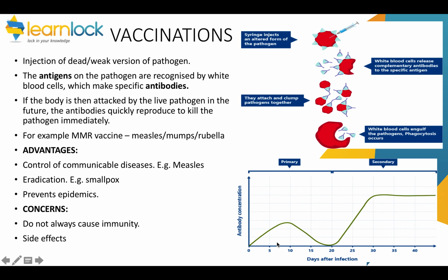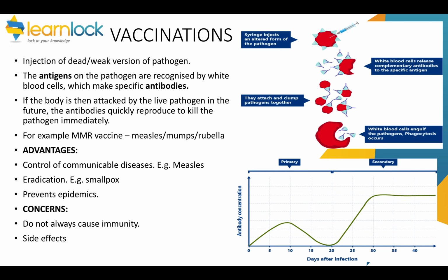If you look at this graph here, it shows that after you've got the same disease twice, so the second time you get it, your response is a lot quicker because you've already got some of those antibodies and they can reproduce very, very quickly. So it's a little bit like how the vaccination works, because you've already been given some of the weak version of the pathogen, so you have some antibodies in your blood already, and the second time, if you do actually get it, you'll kill it off straight away. An example of vaccination is MMR, which is the measles, mumps and rubella vaccination.